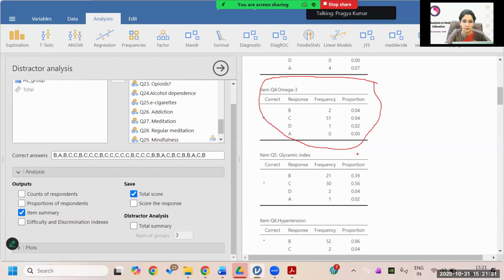Very right, 0. How about question number 5? What is the difficulty index in question number 5? Now we are in question number 5. 56%, yes. And number of functional distractor? 1. Very right.